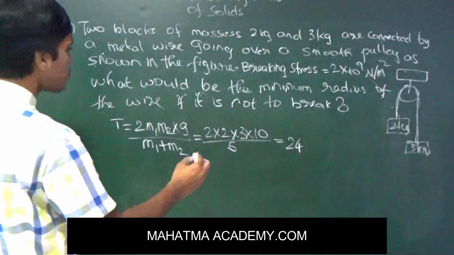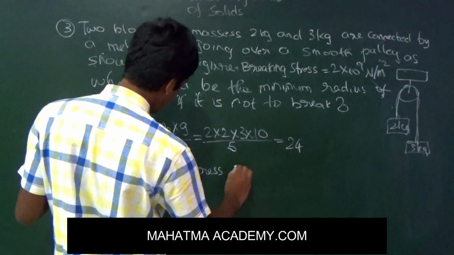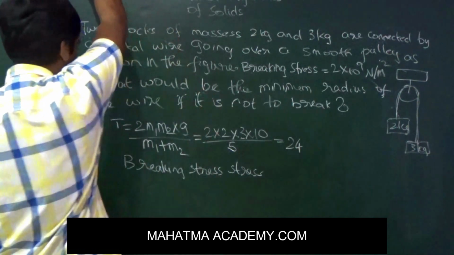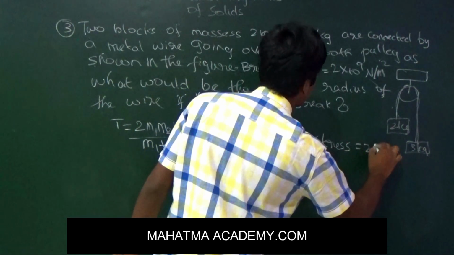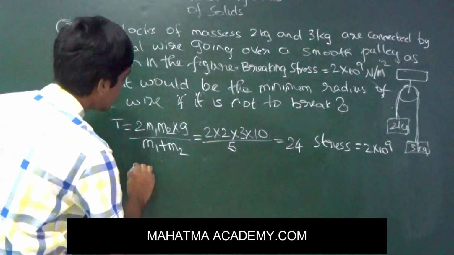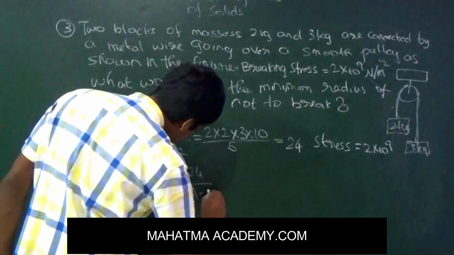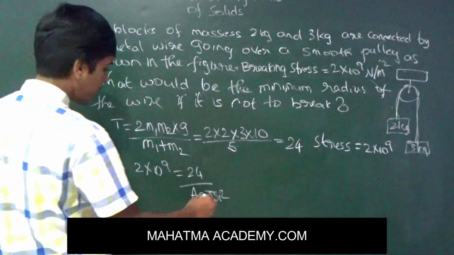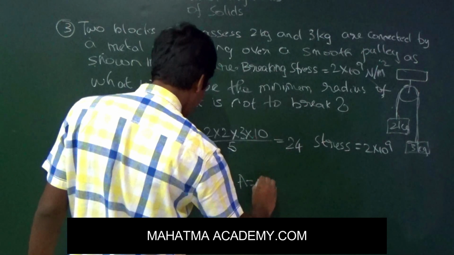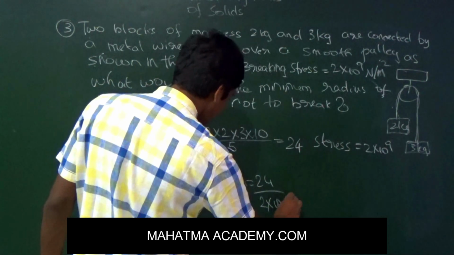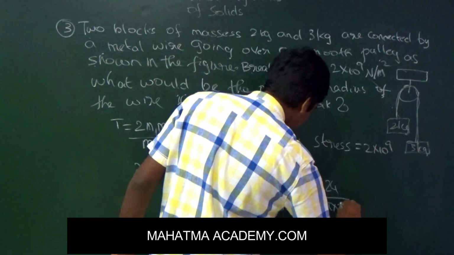Okay, 24. And the breaking stress, we can write it as stress. Stress is equal to 2 into 10 to the power of 9. Now 2 into 10 to the power of 9 is equal to 24 upon area. Now area is equal to pi r square. By solving this equation, you can get the area. So area is equal to 24 upon 2 into 10 to the power of 9, and r is equal to the square root of 24 upon pi into 2 into 10 to the power of 9.